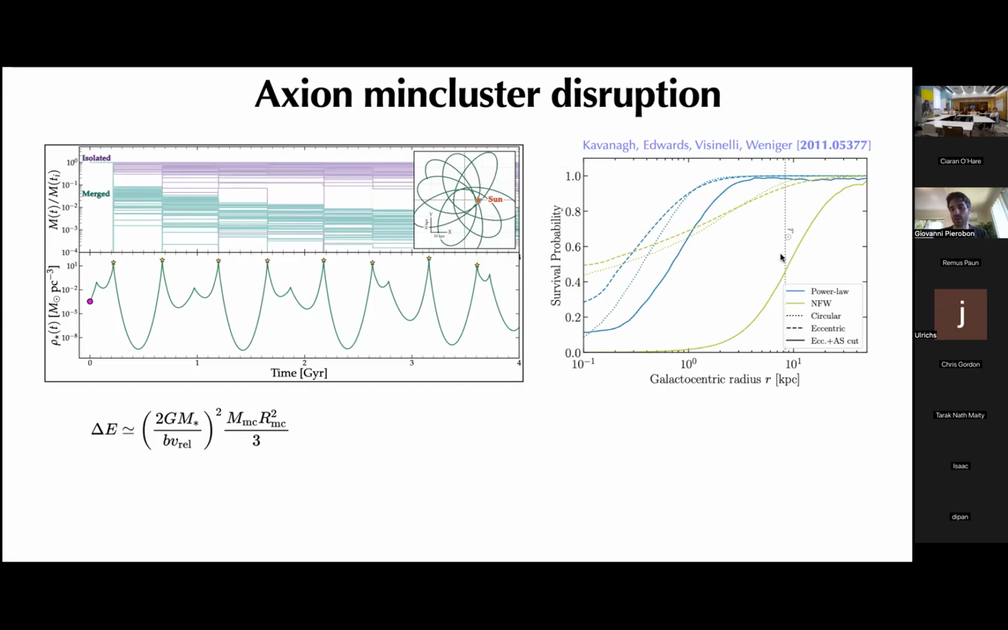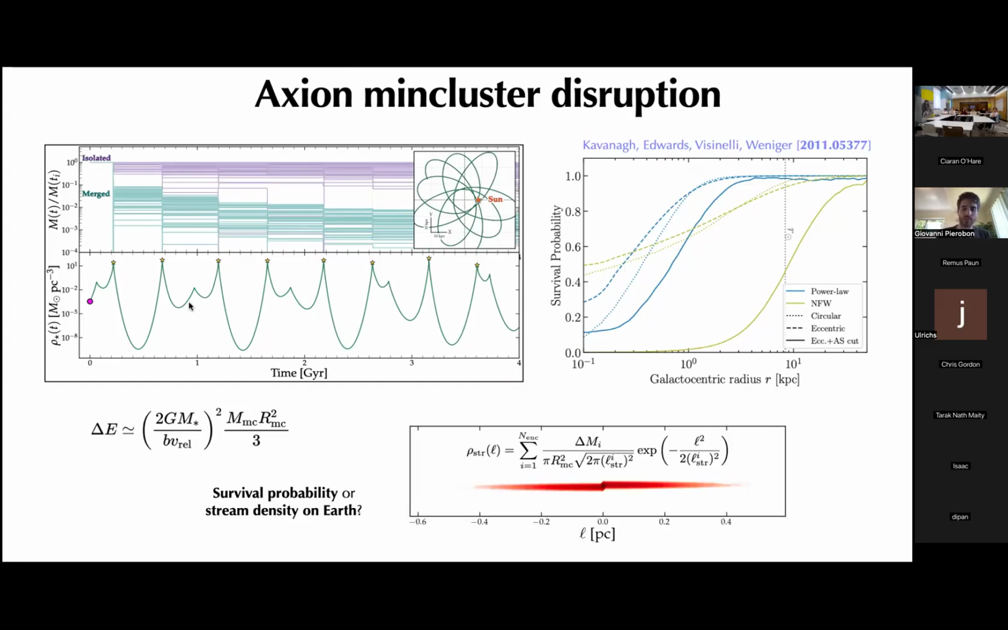If you look at this line here, it is the solar neighborhood location, and they say that there's a 50% chance that you disrupt a mini cluster if the profile is NFW, while they should be surviving with a power law. So the increase in the resolution of simulation can tell us more precisely what the profile of these objects is, or their concentration in a way, and how resilient they are to this type of interaction.